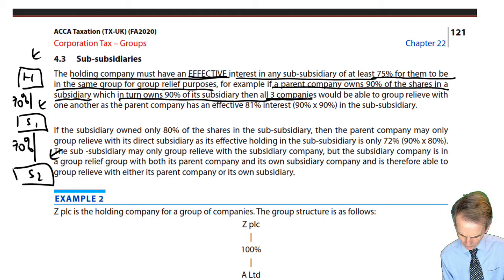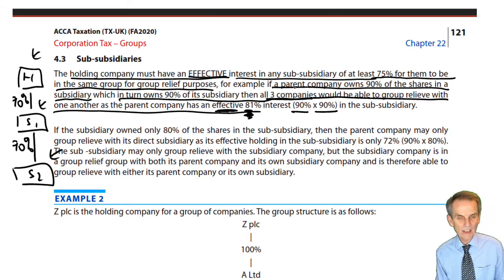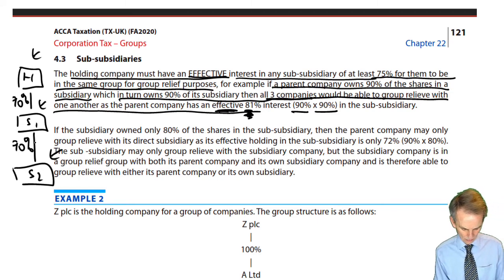Then all three companies would be able to group relieve with one another, as the parent company has an effective 81% interest. 90% times 90% equals 81. That means the effective link from H down to S2 is an effective 75% plus holding, and therefore any of those three companies can group relieve with one another.